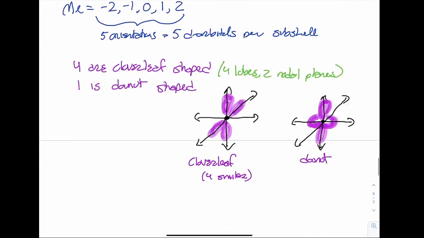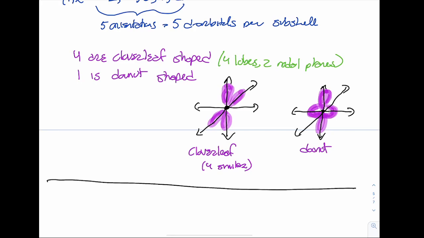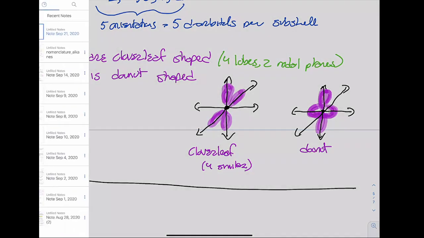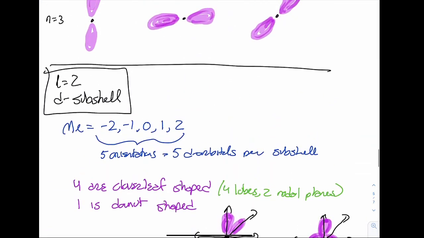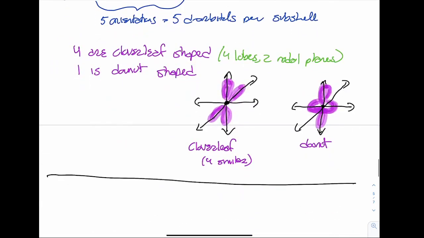My next one, we're only going to go up through f's for our shapes. So l is going to be equal to 3, right? We left off with 2, so l is equal to 3.